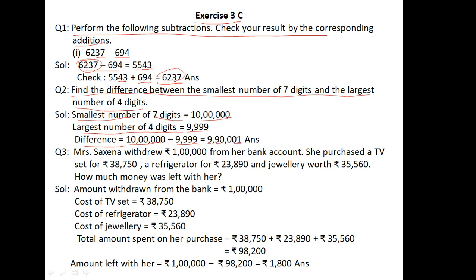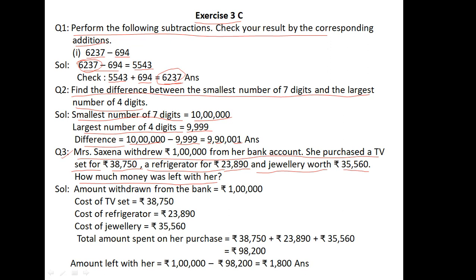Now question number 3. Mrs. Saxena withdrew rupees 1 lakh from her bank account. She purchased a TV set for rupees 38,750, a refrigerator for rupees 23,890, and jewelry worth rupees 35,560. How much money was left with her? This was the question. Now the solution of this one.